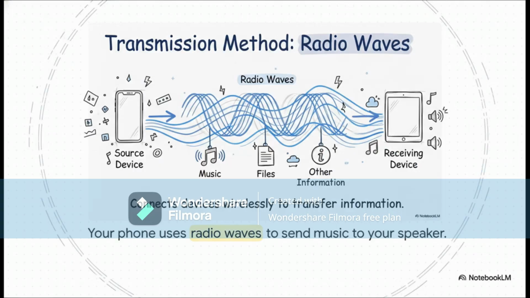So here's what's happening. Your phone is the source. It takes your music and converts it into a radio signal. Then it shoots that signal out through the air, and your speaker, which is the receiver, catches it and turns it back into the music you can actually hear. It's like a secret, wireless conversation happening all around us.